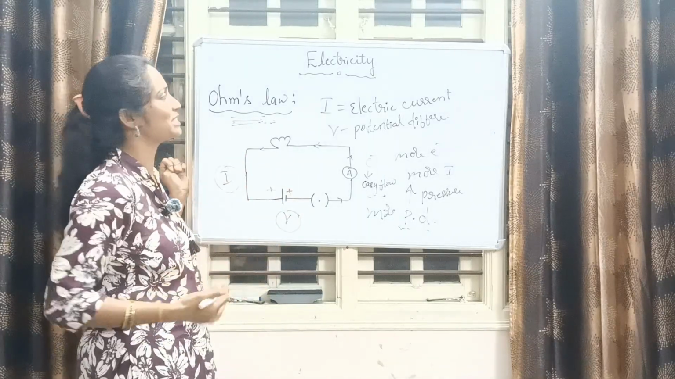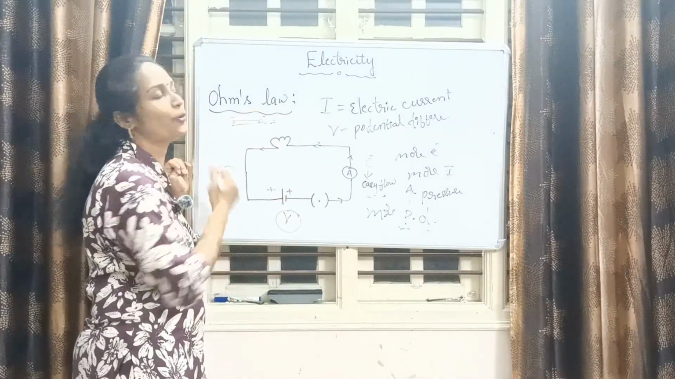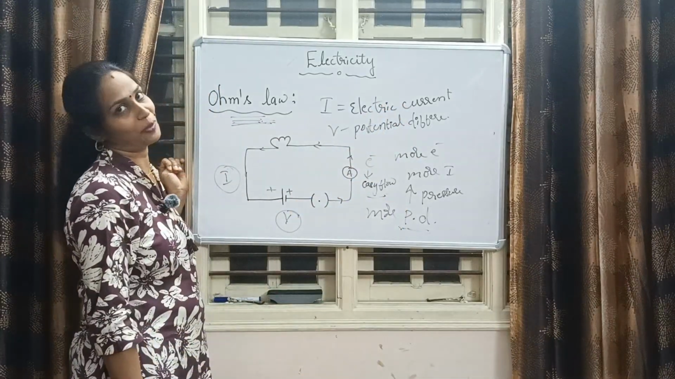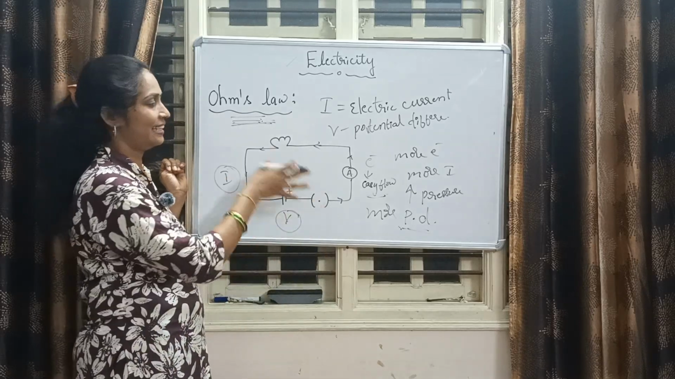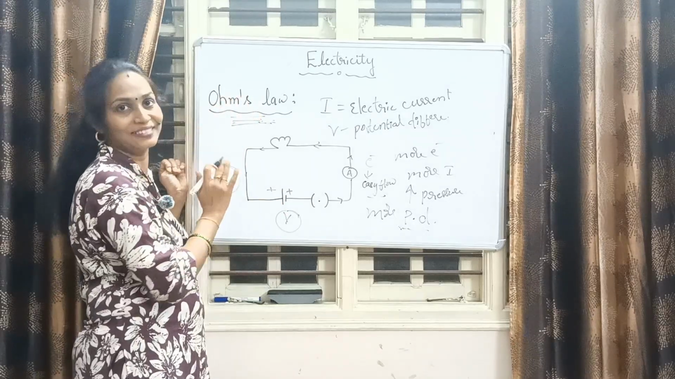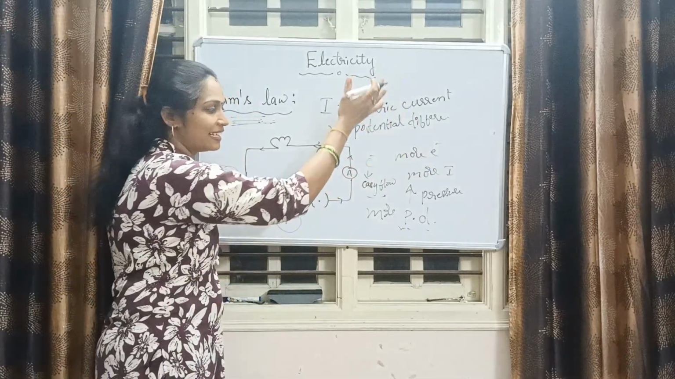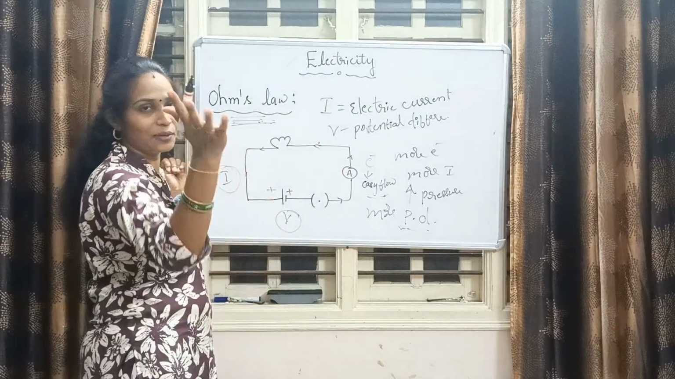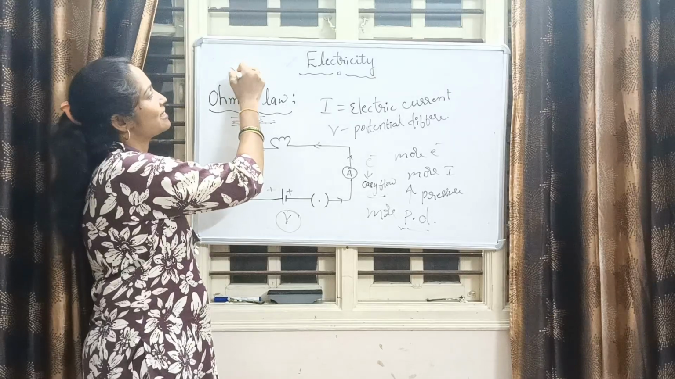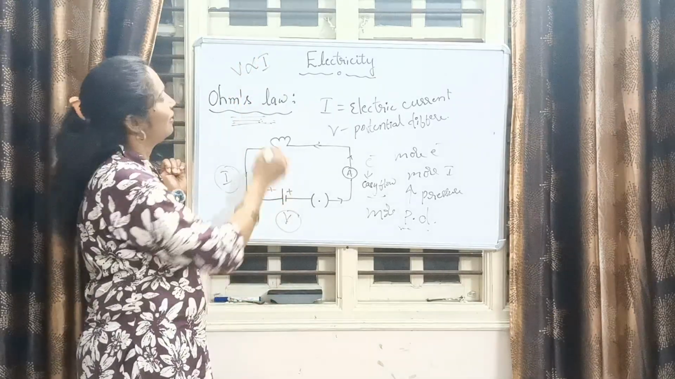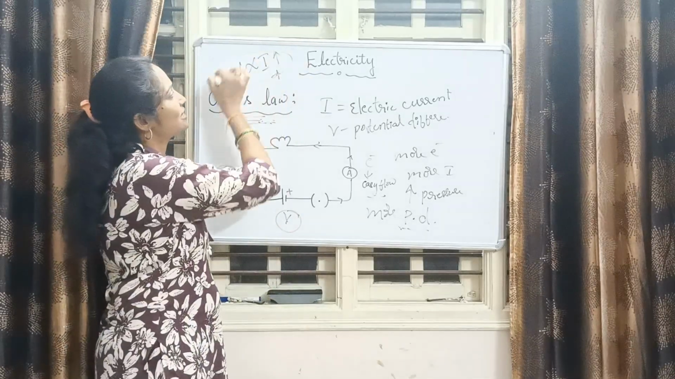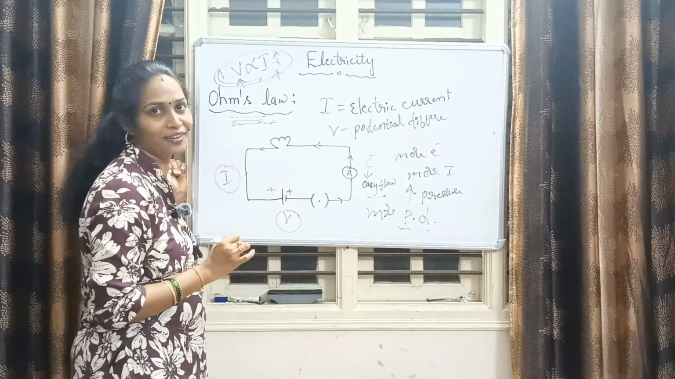This is the relationship I am telling you about Ohm's law. When current increases, definitely potential difference also increases. This relationship is called Ohm's law. Understood? When current increases, V also increases. What is the meaning of that, guys? That is, V is directly proportional to I. When I increases, V increases, and when V increases, I also increases. This is called Ohm's law. Got it?